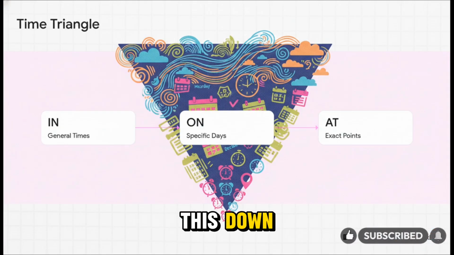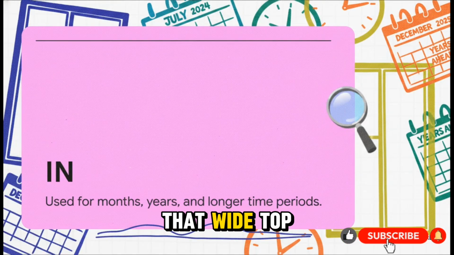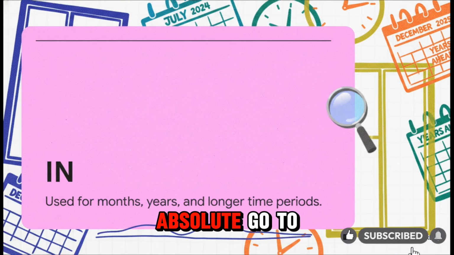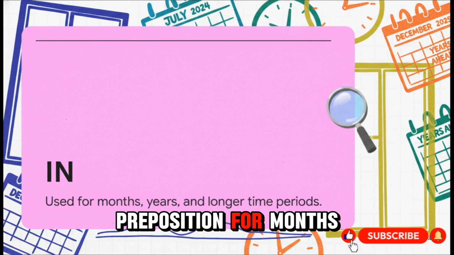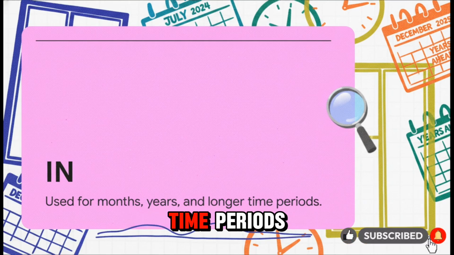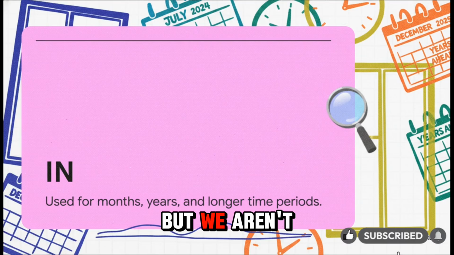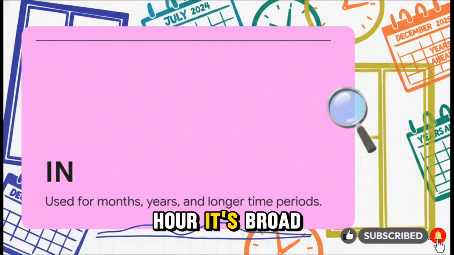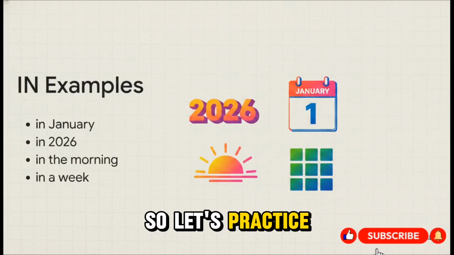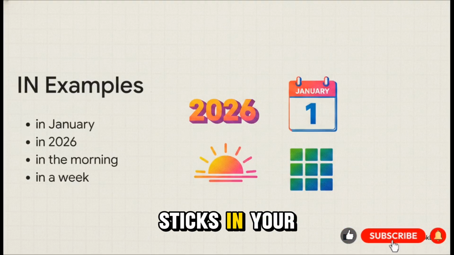So, let's break this down. Starting right at that wide top with in. This is your absolute go-to preposition for months, years, and longer time periods. Think of it as a really wide general window of time where something happens, but we aren't exactly pointing out a specific day or a specific hour. It's broad. So let's practice this right now so it really sticks in your memory.